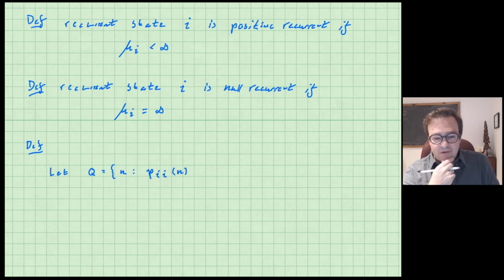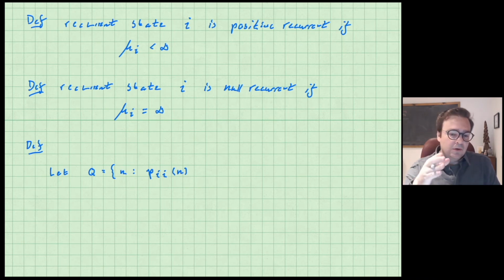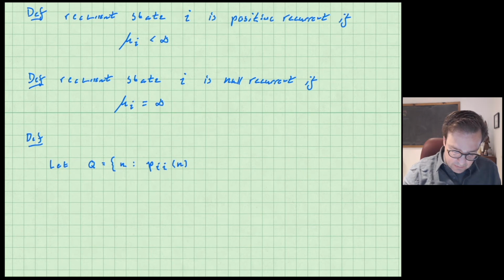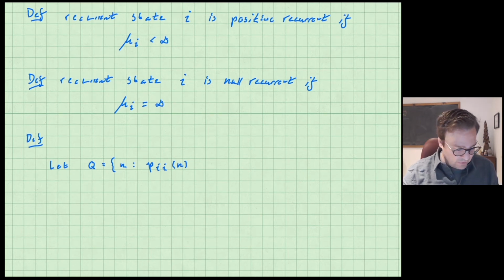So let's say I was state 1. You might start off at state 1 and then go to 2, 3, back to 1, and then 4, 5, and then back to 1. That whole stretch is an n that qualifies for this set. It's not the first return value. So this is the set of all n's that it's possible to return to the state by.